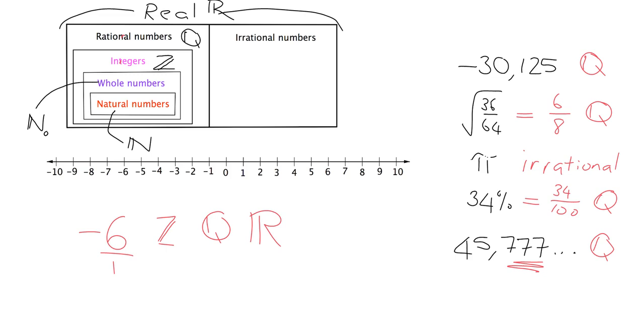So a number as simple as the number 2 belongs in a whole lot of sets. It is a natural number. It's also a whole number. It's also an integer. It's also a rational number. And it's also a real number. The only thing it isn't is irrational.